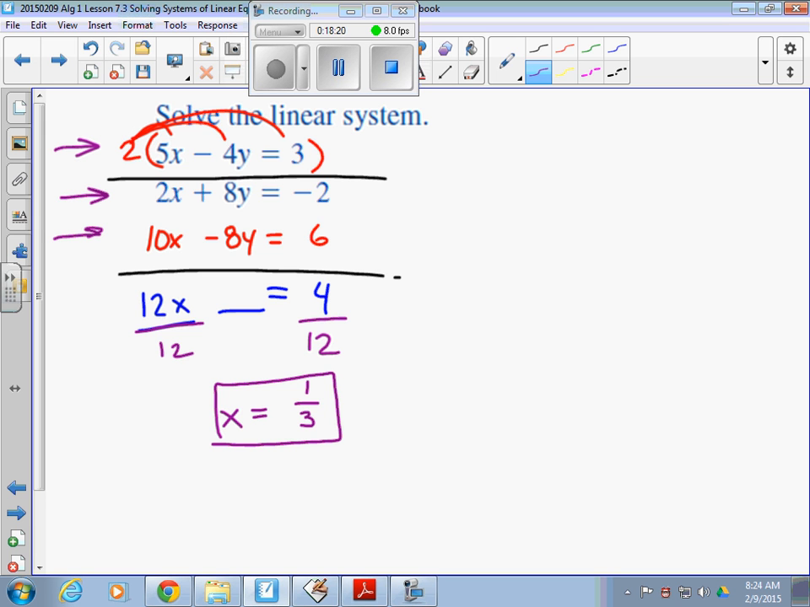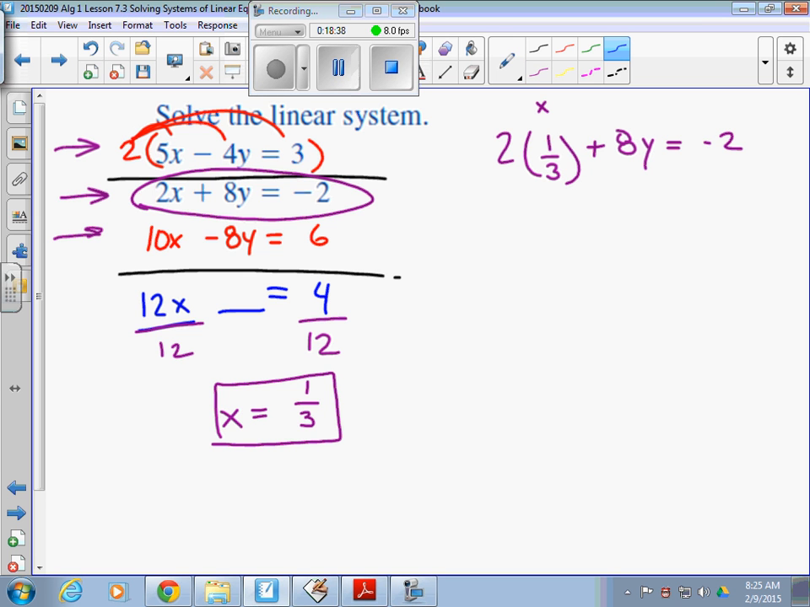So if we plug it into this second equation, 2x plus 8y, it's going to become 2 times x, which is 1/3, plus 8 times y, which is 8y, equals negative 2. Notice all we did was plug in the new value we have in place of x. Multiplying straight across, 2 times 1 is 2, 1 times 3 is 3, 2/3 plus 8y equals negative 2. Get rid of the 2/3 by subtracting 2/3. If you subtract it on the left, subtract 2/3 on the right.